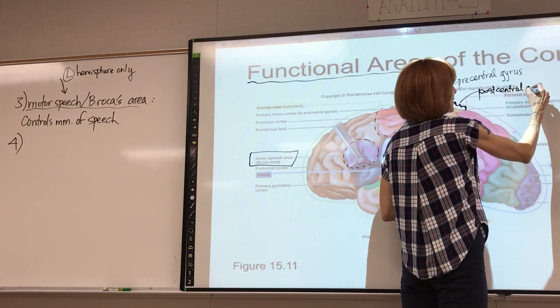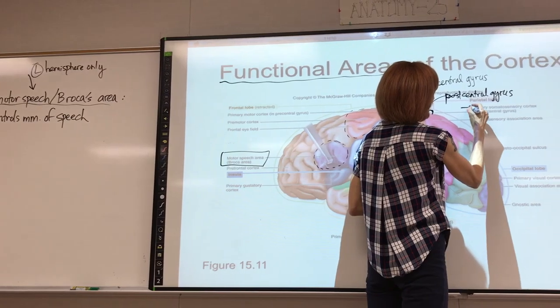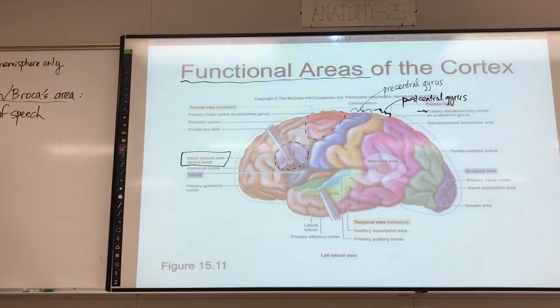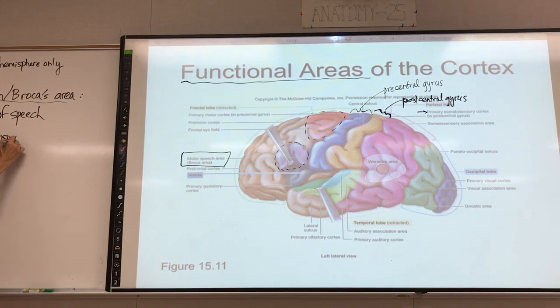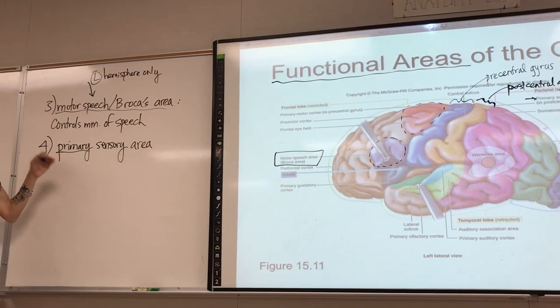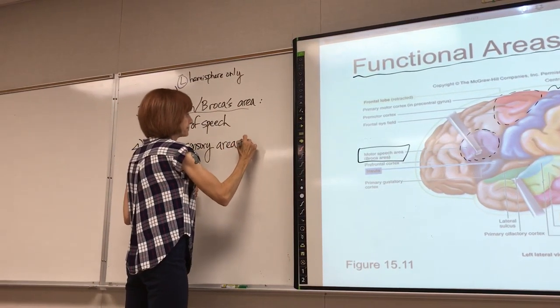And the functional area there, you can see it is labeled for you here, it is called the primary somatosensory or just sensory area. So again, primary areas are more directly connected with the body. So this is the area that first receives the incoming sensory information from the body.